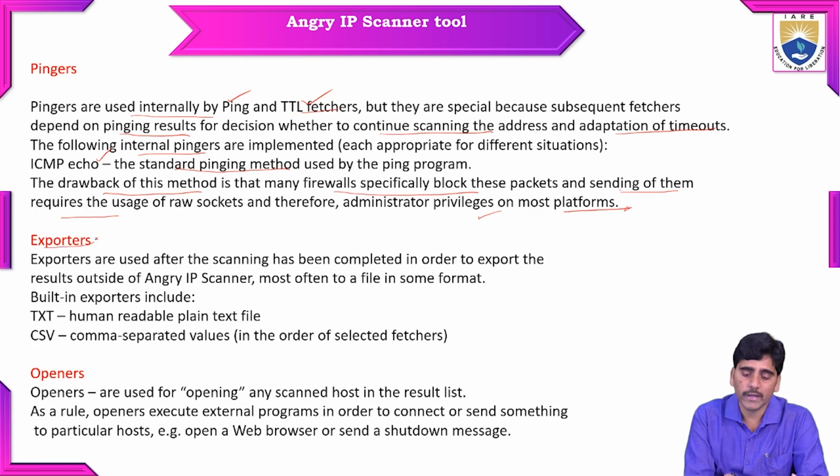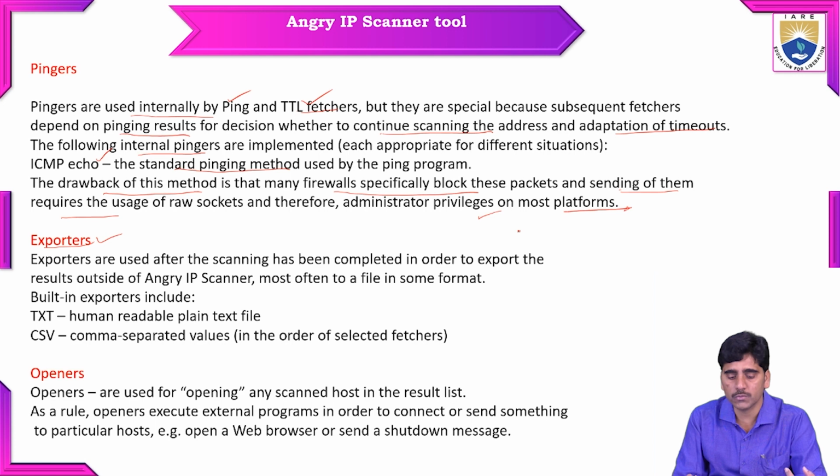And the next one is what? Exporters. This is also one type of ancillary tool that identifies the scanning result and exports it into different formats. Exporters are used after the scanning has been completed in order to export the results outside of the Angry IP Scanner tool. After scanning, all the results are exported into a different file format. So what do the built-in exporters include?